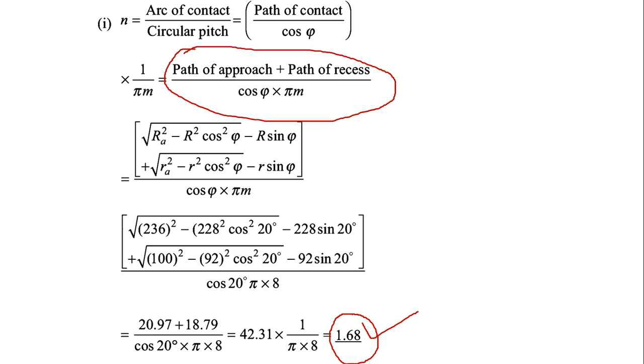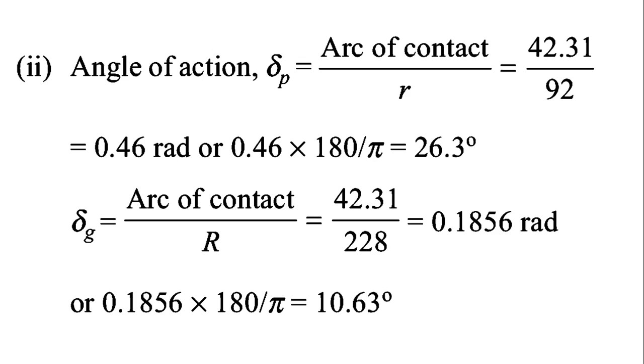Okay. So next part, the angle of action. Angle of action is nothing but the arc of contact divided by the radius. First we take it for the pinion, that is delta p, arc of contact by small r, so 42.31 divided by 92. You get 0.46 radians, and if you convert it to an angle, you get 26.3 degrees.